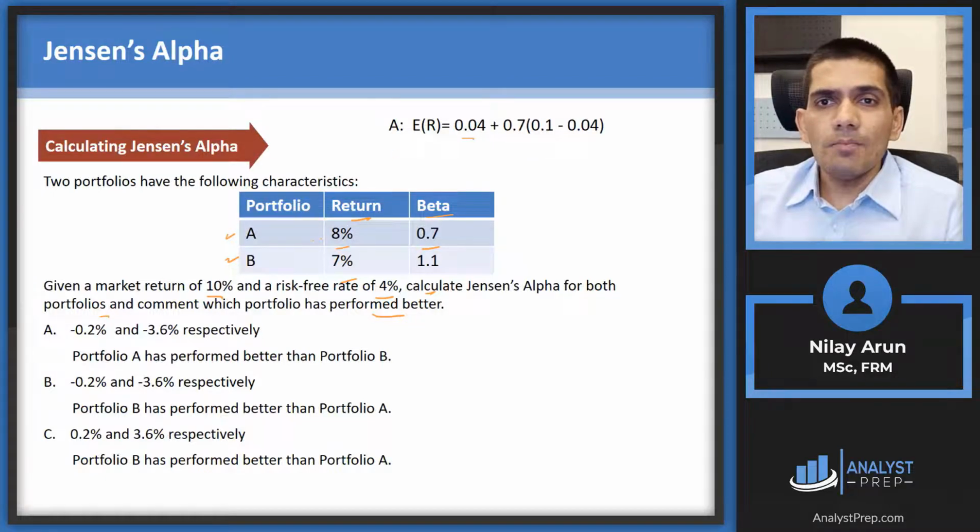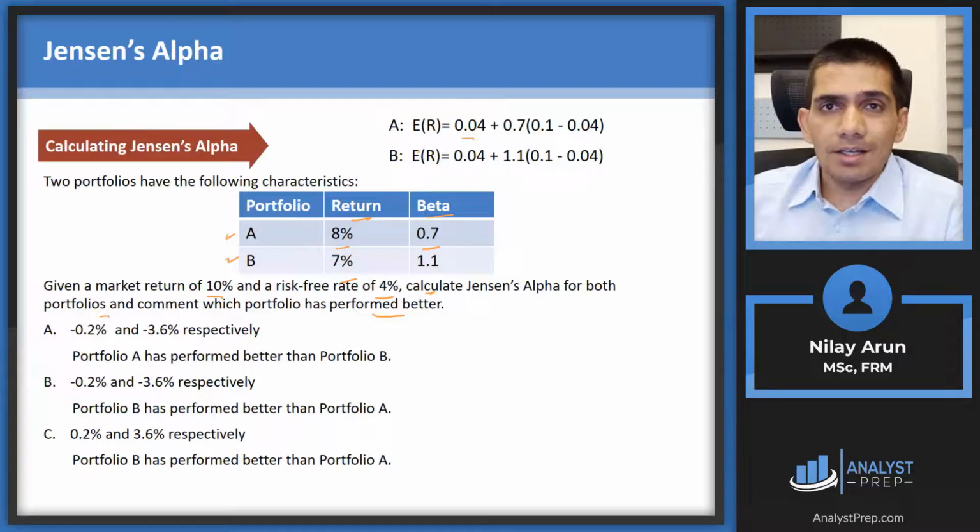Similarly, for portfolio B, what would be the starting point? The starting point would be the risk-free rate, which is again 4%. That is not going to change. So 4% plus 1.1 times, then again, you have the market return of 10% and the risk-free rate of 4%. So you again do the same thing: 4% plus 1.1 into 10% minus 4%. Remember, this is not your alpha yet. This is just giving you the CAPM required rate of return.